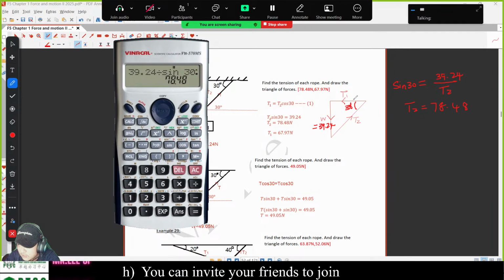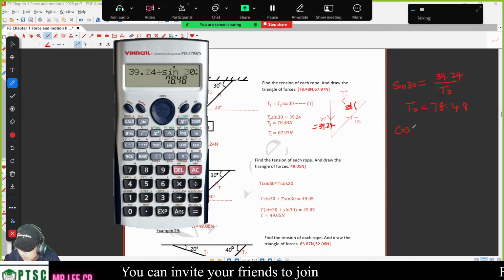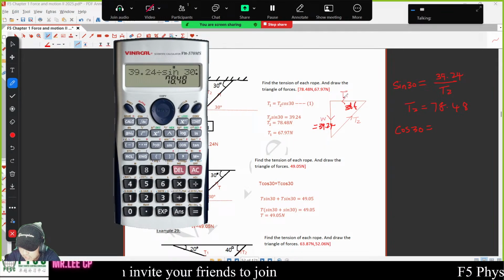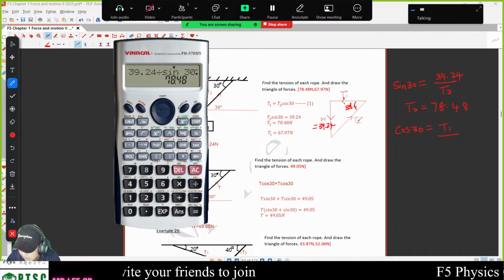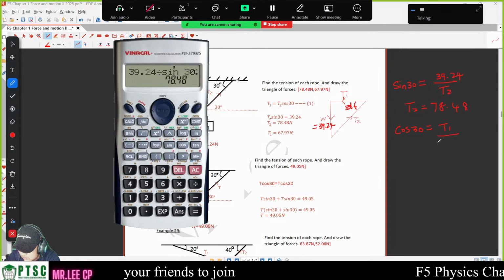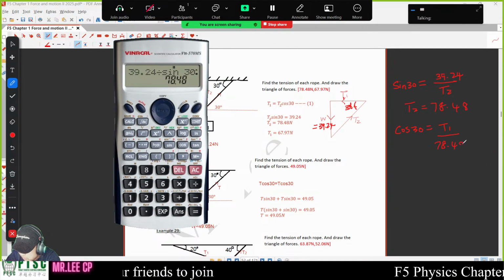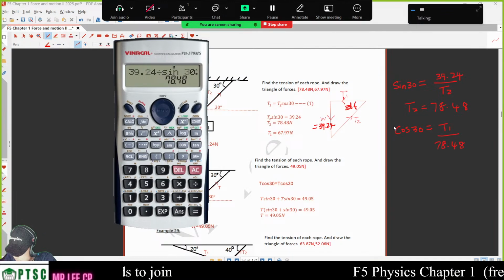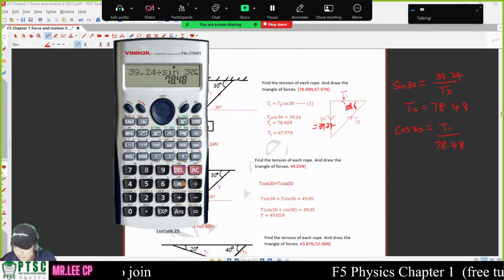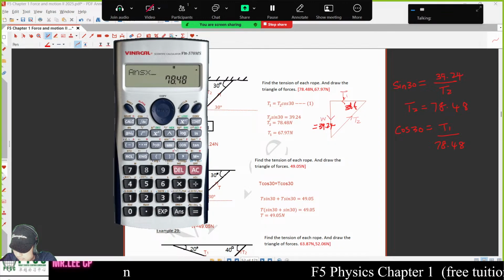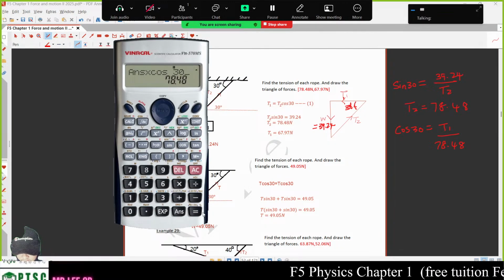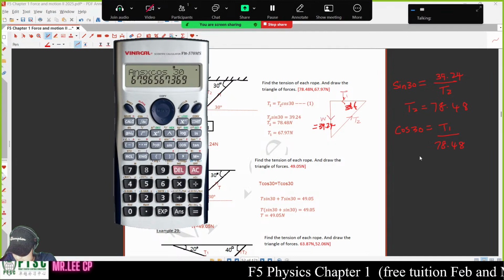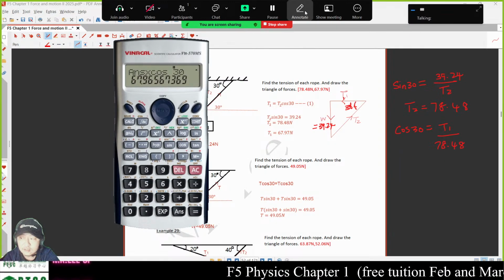T1 is, now, cos 30 is equal to adjacent over hypotenuse T2, right? So 78.48, right? So now you bring this one up, it is times cos 30. So I get 67.96. You get back to the same thing, right?